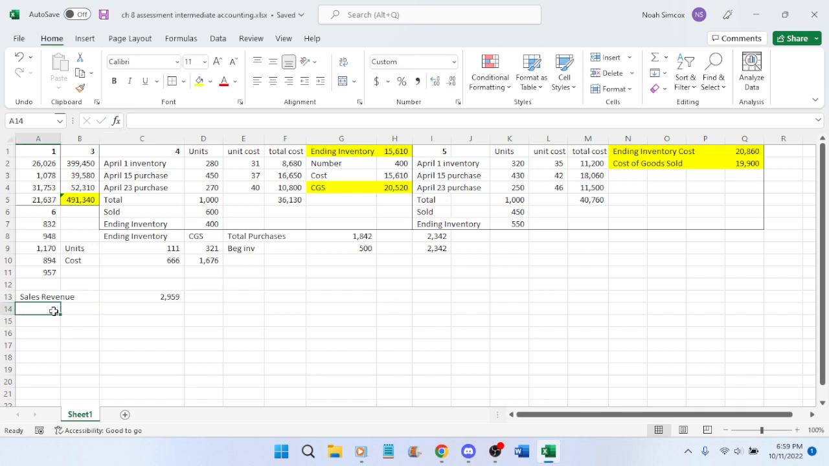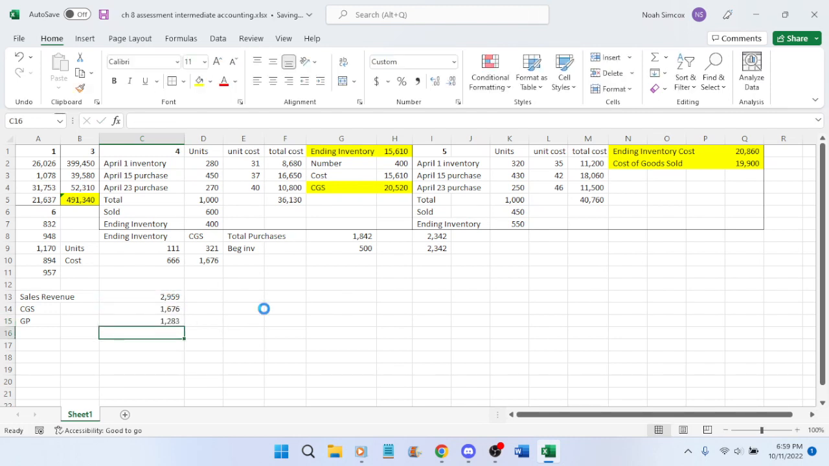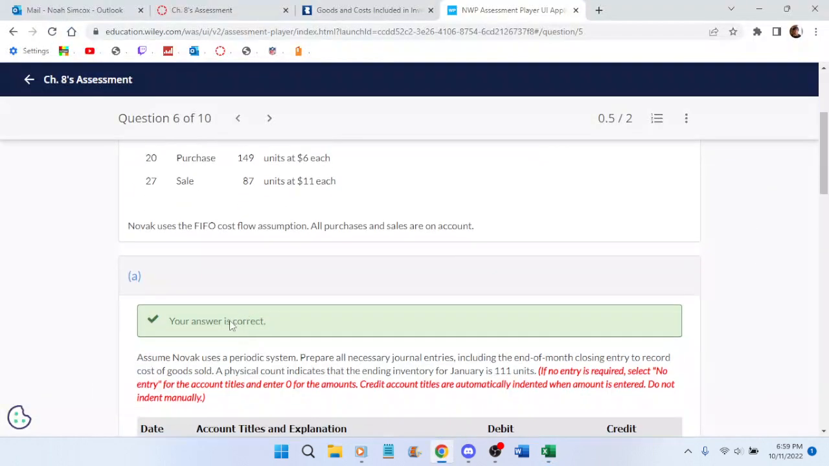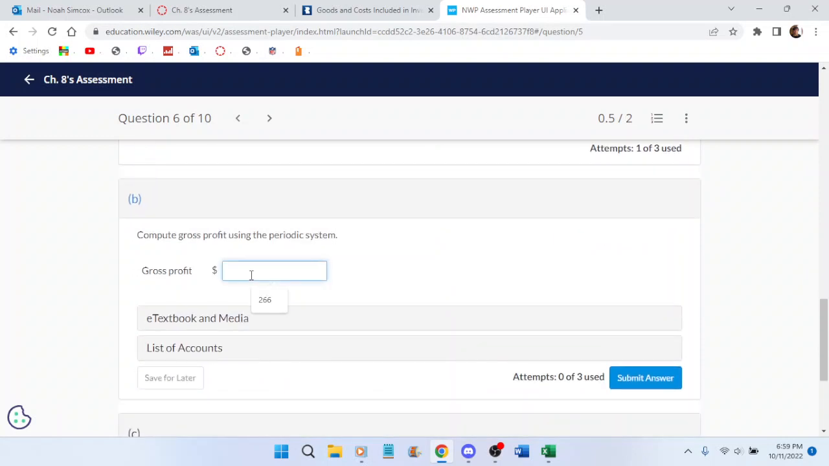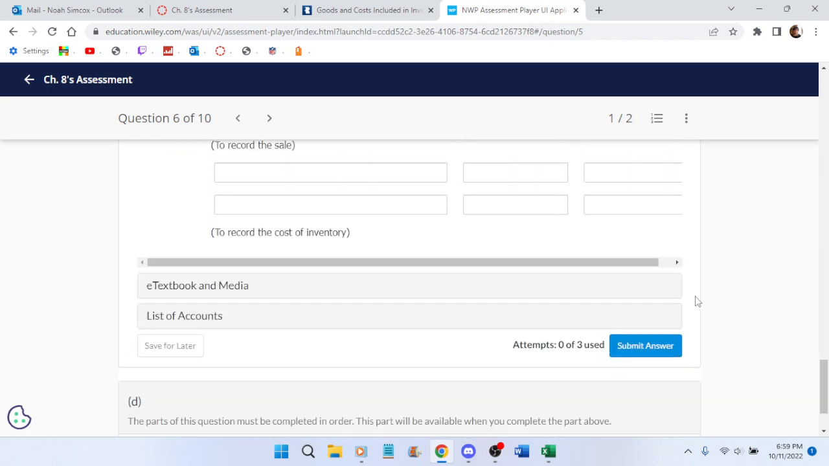Now we already calculated cost of goods sold. We already calculated it, right? Cost of goods sold is this. Gross profit. So 1283. Good job. I hate my life.